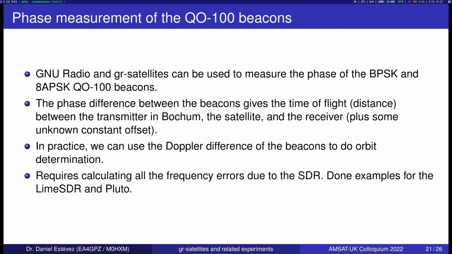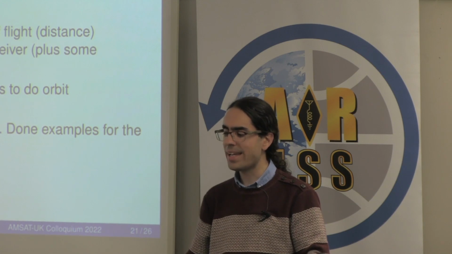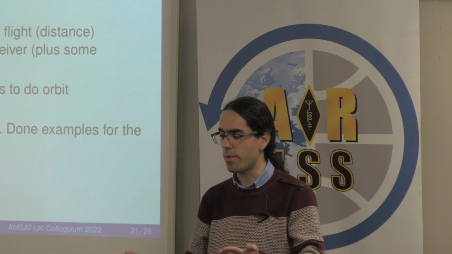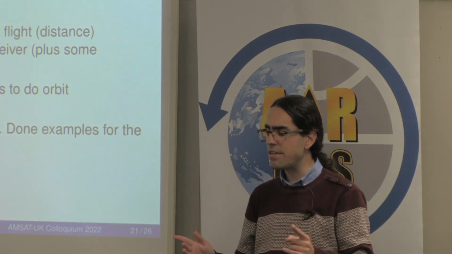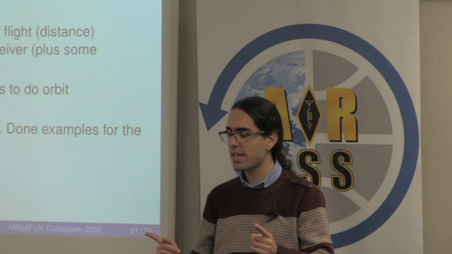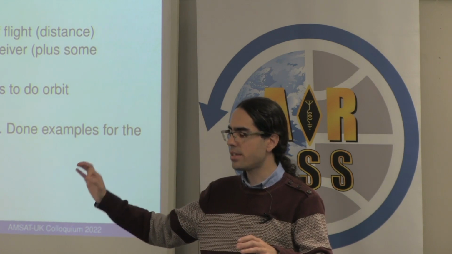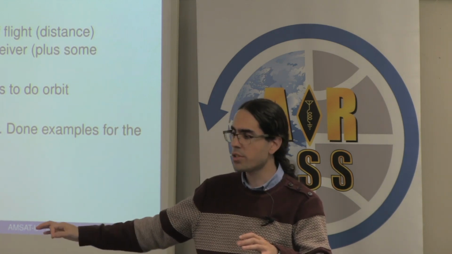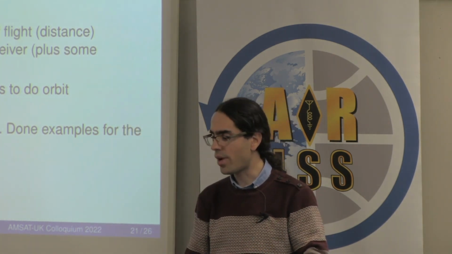Something else which interests me a lot is that now we can measure the phase of the 2 digital beacons that are on Q100. We have the traditional BPSK beacon, and we have this new 8 APSK beacon, and we can measure the phase of them using these decoders. So why is this of any interest? Well, the phase difference between these 2 beacons tells us the time of flight. So that's how much time the signal spent traveling from Bochum, from the transmitter in Bochum, to the satellite to my ground station, which is the receiver in Madrid, right?